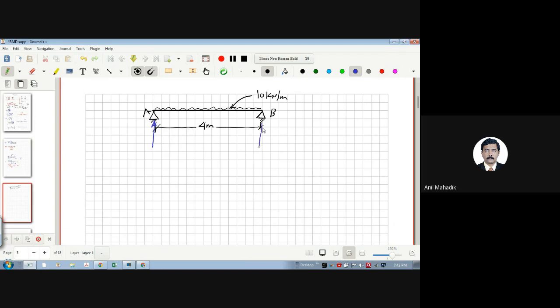RA and RB I have to find, right? So 10, how much is the total load on it? 10 into 4, 40. 40 kilonewton will be the total load. Half will go here, that is 20 kilonewton, and half will be to the right side.